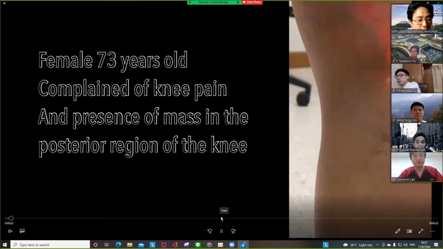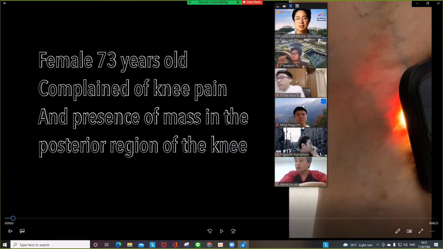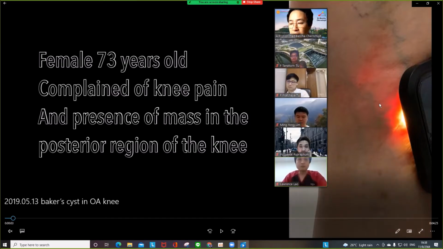So today we're talking about the Baker cyst. This is a 73-year-old lady. She complained of knee pain and presented with a mass at the posterior region of the knee. That's the transillumination test. You can see that there's a big Baker cyst in the back.